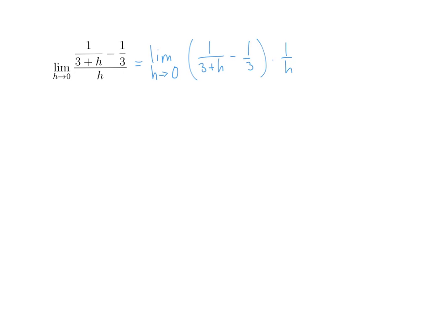In order to compute this limit, we need to do some rearranging. First thing I'm going to do is pull the h in the denominator out to the side as a 1 over h, because dividing by h is the same as multiplying by its reciprocal, 1 over h.